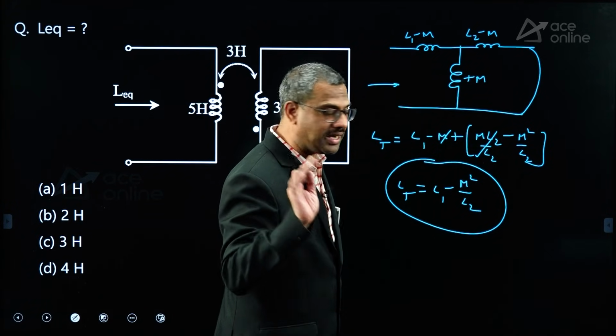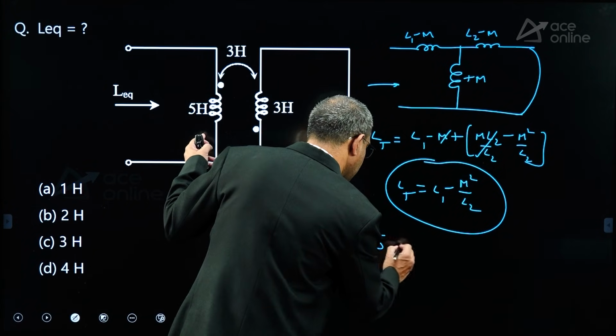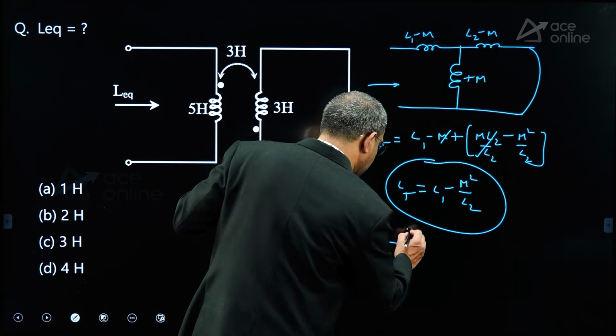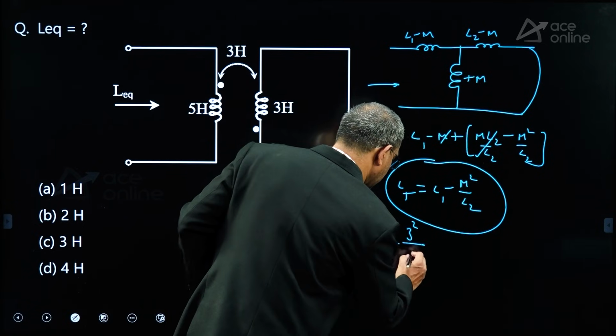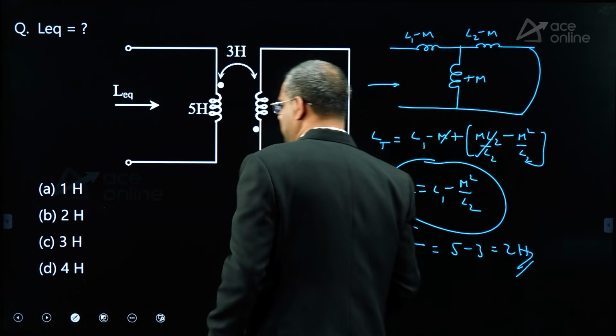Because inductance is passive bilateral. So now this L total is L1 minus M square by L2. L1 is how much? 5. Minus M square is 3 square by L2. L2 is 3. So it is 5 minus 3. Answer is 2 Henry.